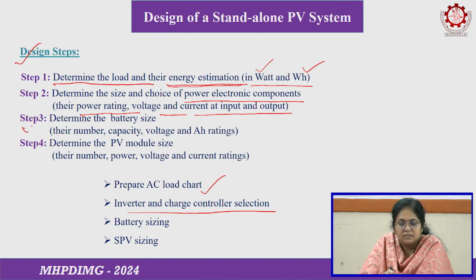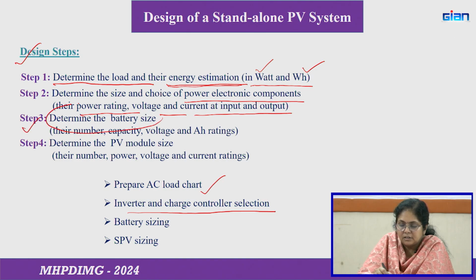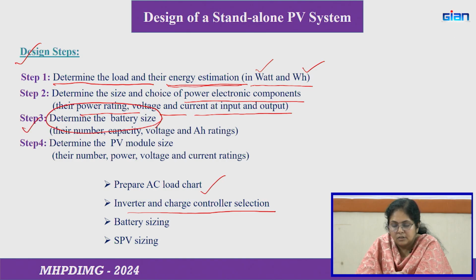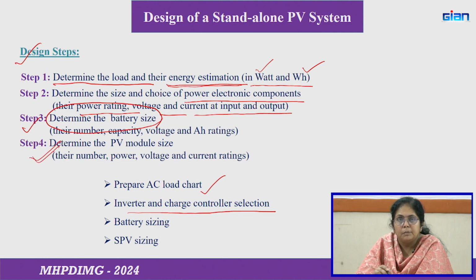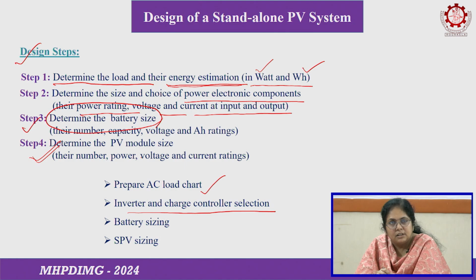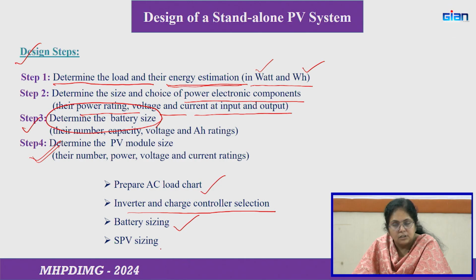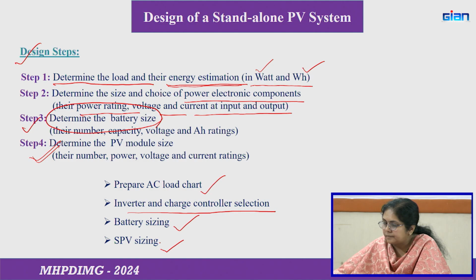In the third stage, we will do the main thing, that is the determination of the size of the battery. And in the fourth stage, we will determine what PV module size is required, so that it can supply that amount of the load. So, the third step is the battery sizing, and in the fourth stage we will do the solar PV sizing. I will be explaining that with the help of a simple problem.